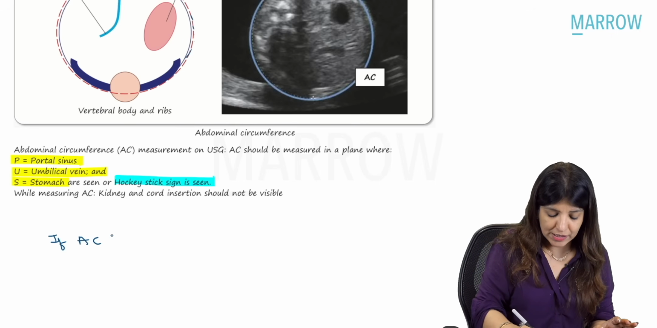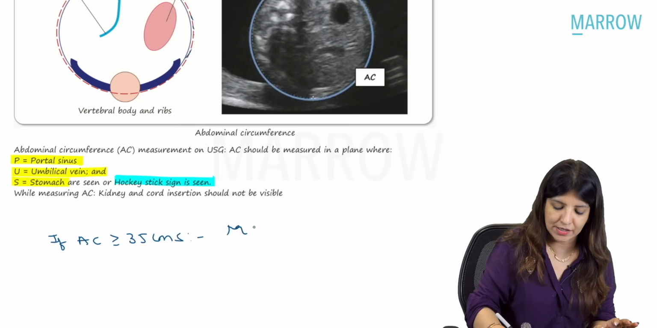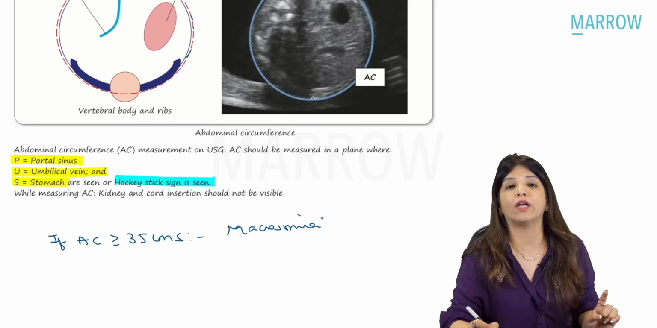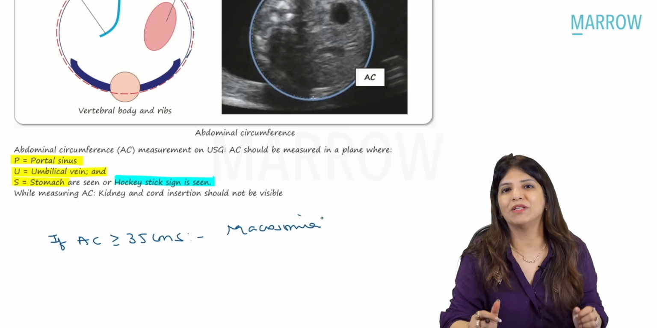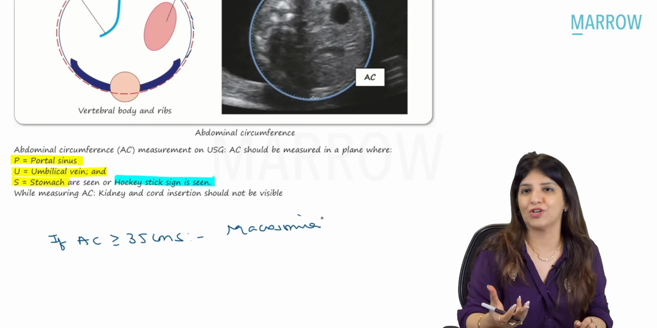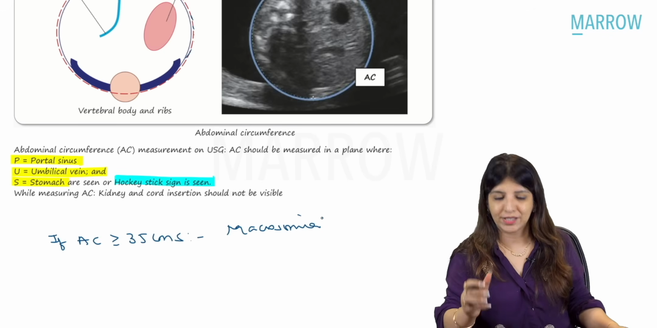If abdominal circumference is more than or equal to 35 centimeters, that indicates macrosomia. Please understand, we are talking about abdominal circumference of the fetus, right? For measuring abdominal circumference of the mother, I need a measuring tape. I don't need an ultrasound to do that, right?